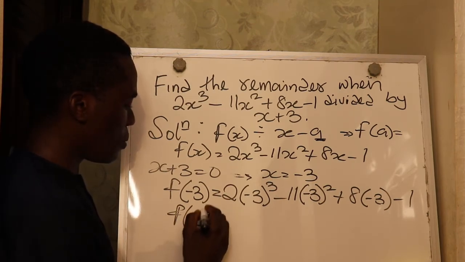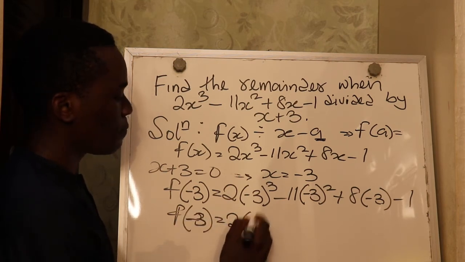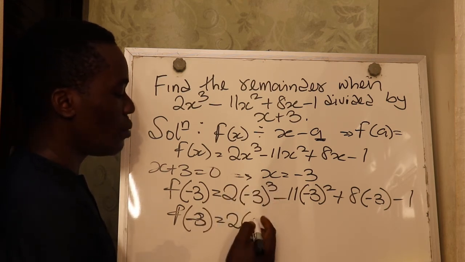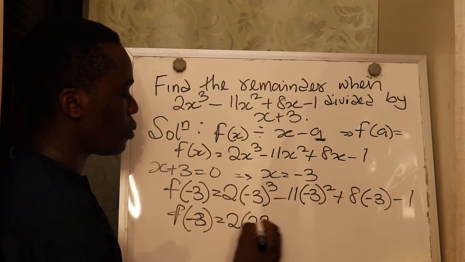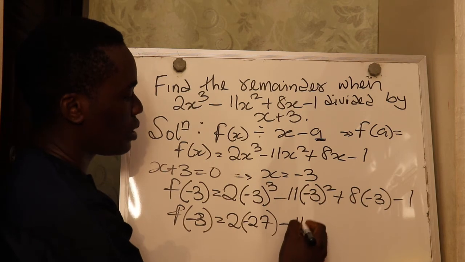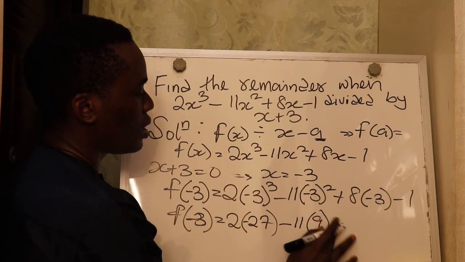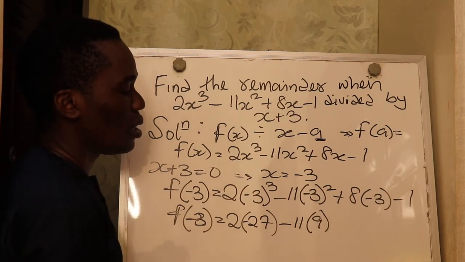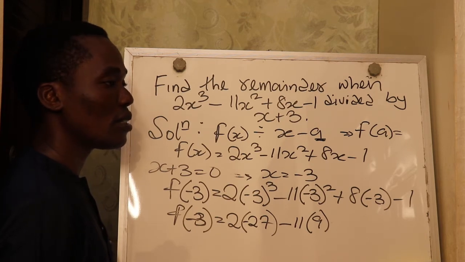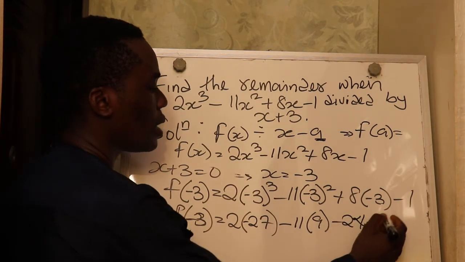Our f function, f(-3), will now be equal to 2. Minus 3 times minus 3 will give us 9. 9 times minus 3 will give us 27. So that will give us minus 27. Minus 11 times 9, plus 8 times minus 3, 8 times 3 will give us 24, so minus 24, minus 1.